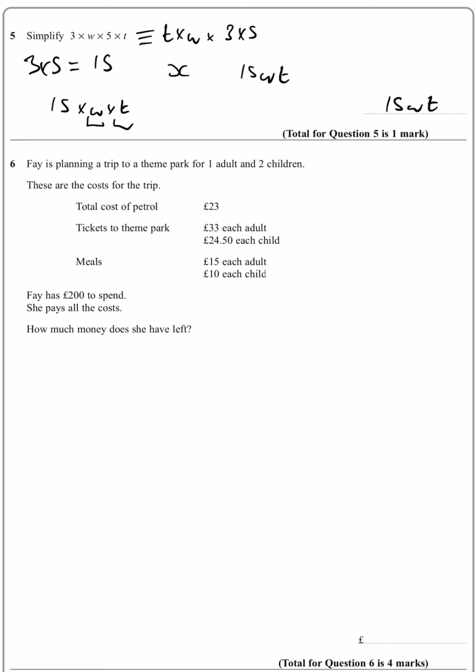Now question 6. This is the first multiple mark question in the paper. And it states that Faye is planning a trip to a theme park for one adult and 2 children. There are the costs for the trip. Well, these are the costs.